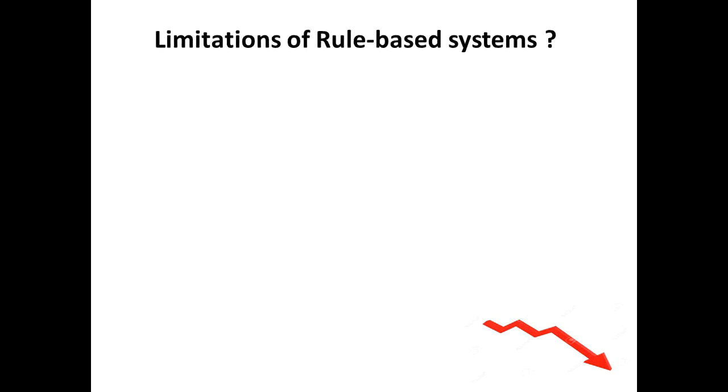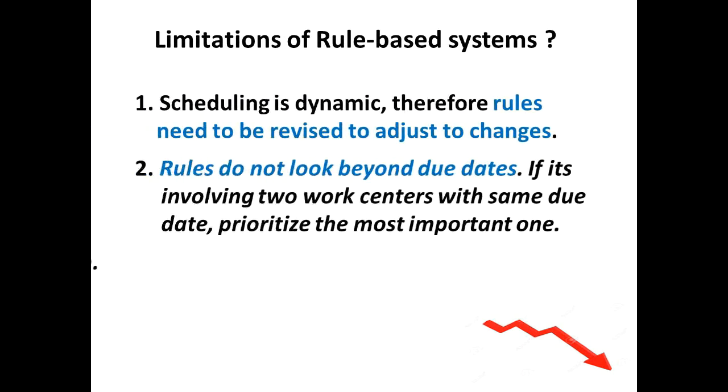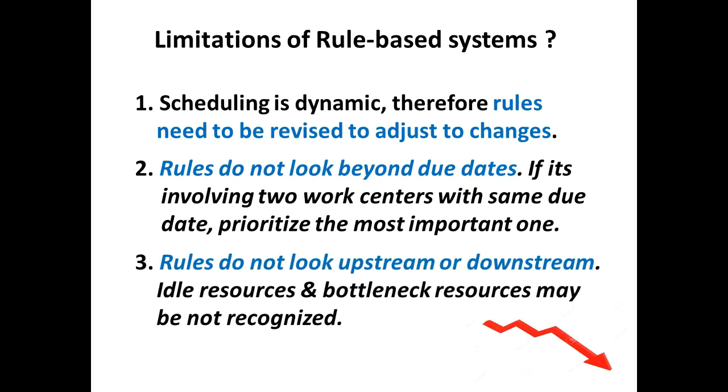All of these rule-based systems have their limitations. 1. Scheduling is dynamic. Therefore, rules need to be revised to adjust to changes. 2. Rules do not look beyond due dates. If it's involving 2 work centers with the same due date, prioritize the most important one. 3. Rules do not look upstream or downstream. Idle resources and bottleneck resources may not be recognized.